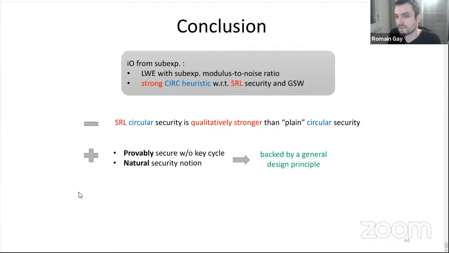However, the reason we believe it's secure is similar to why we believe the typical circular security is secure, because it's provable without the key cycle. And we think it is a natural notion. And so we can apply this general design principle, which just says that as long as it's a natural scheme and natural security notion, you can just assume having an encrypted secret key doesn't break everything all of a sudden. So that completes my talk. And now I will let Daniel continue and present his construction. Thank you.